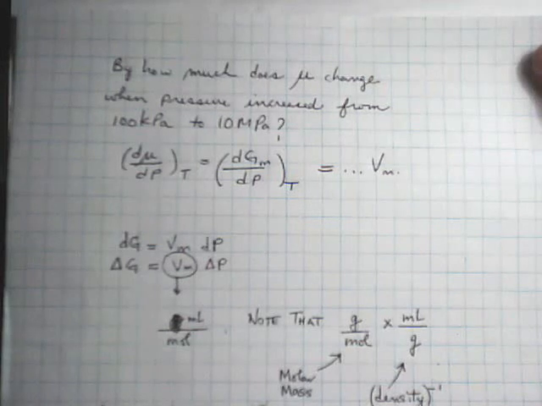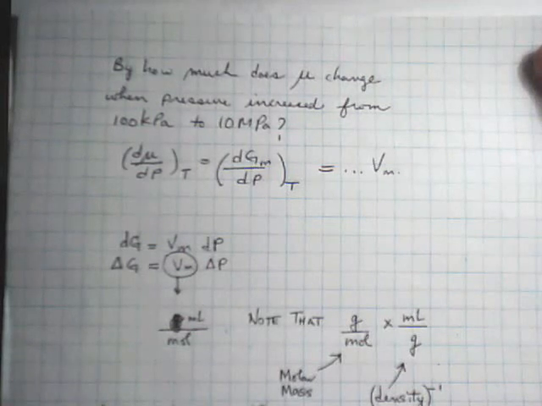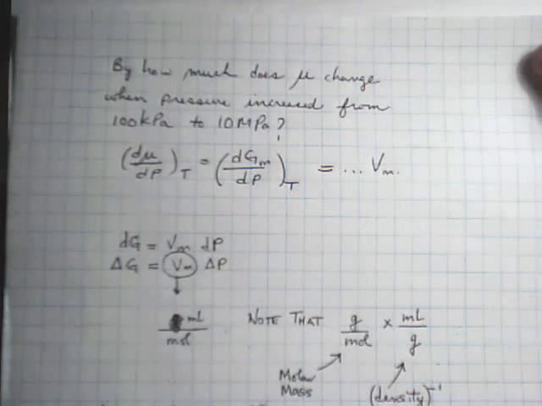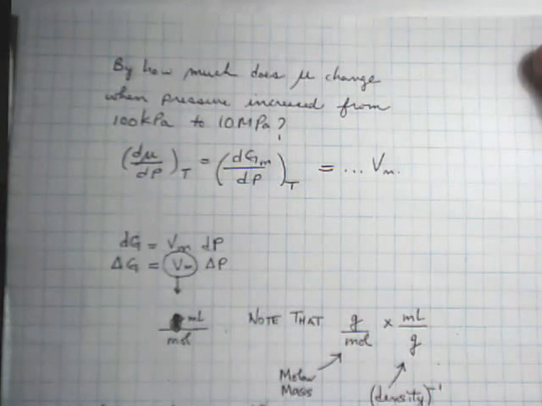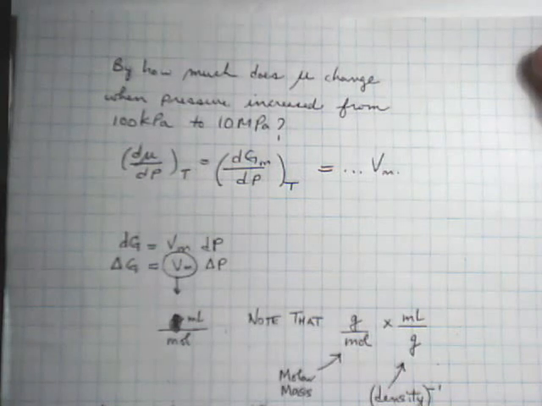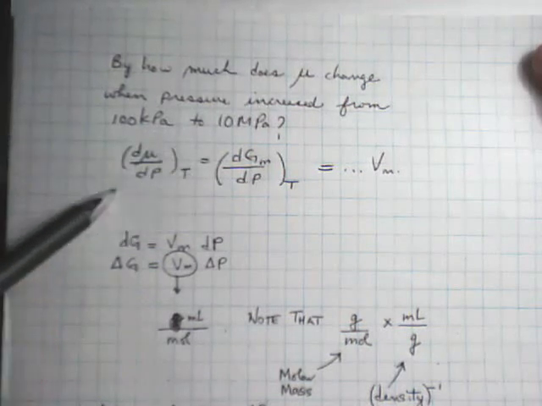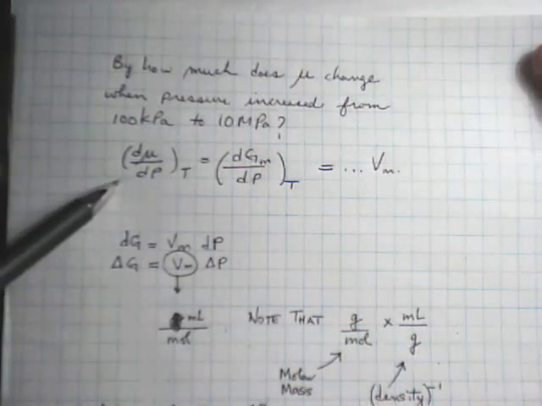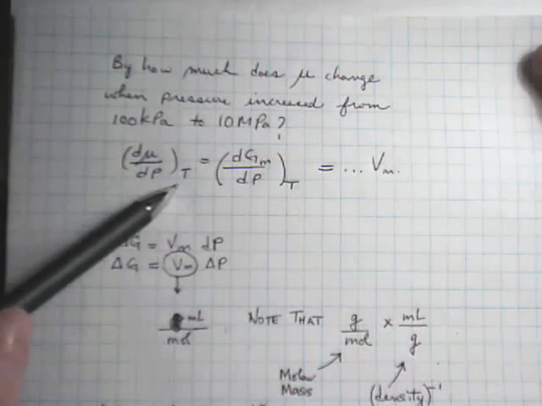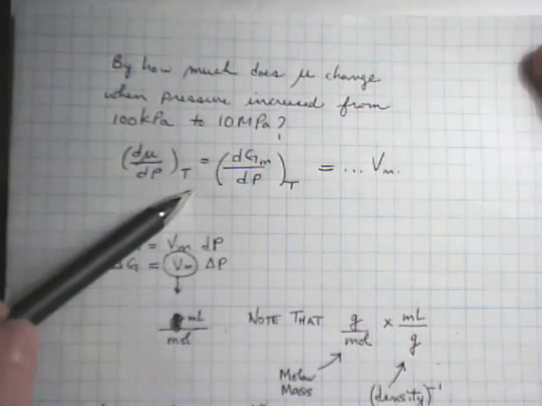This next question in Chapter 4 is asking how much the chemical potential of copper is changing when, so it's a pure substance, the pressure exerted on the copper goes from 100 kilopascals to 10 megapascals. And so what the question is really asking for, but doesn't explicitly tell you, is d mu by dP at constant temperature for a pure substance.